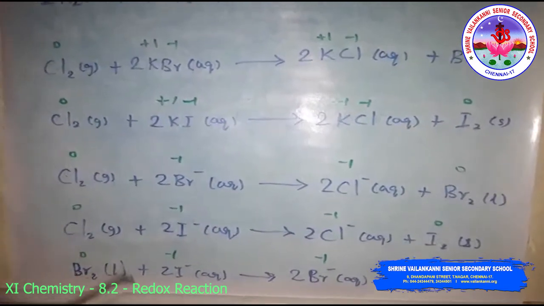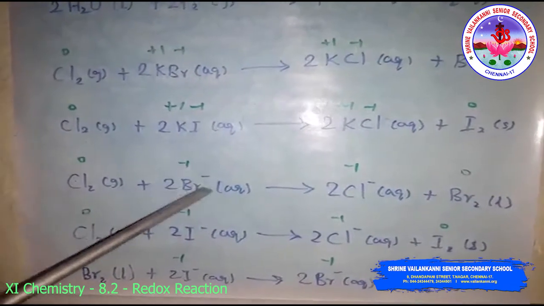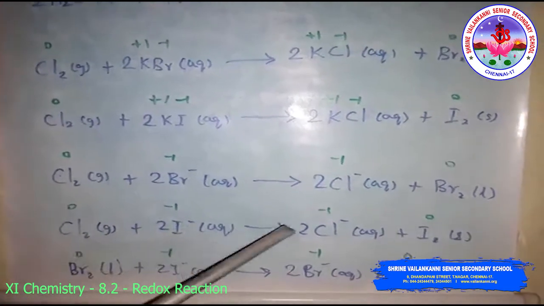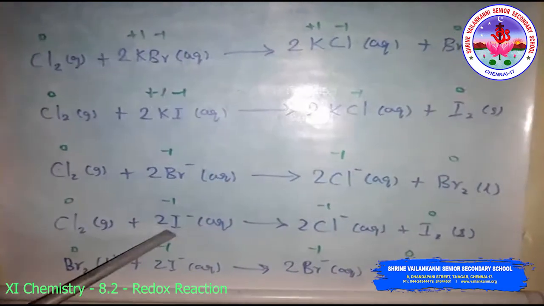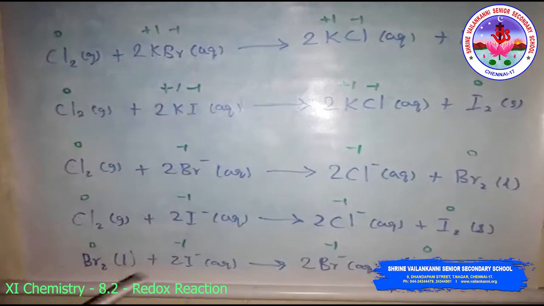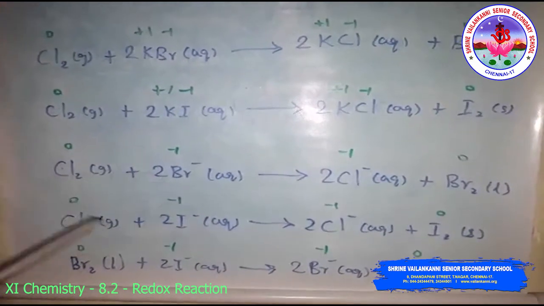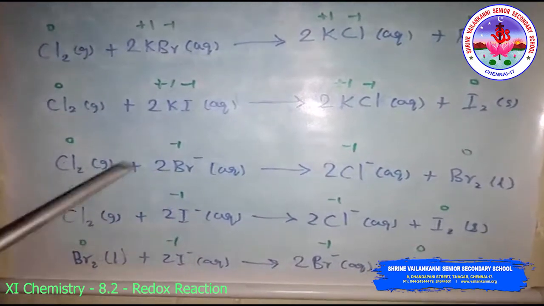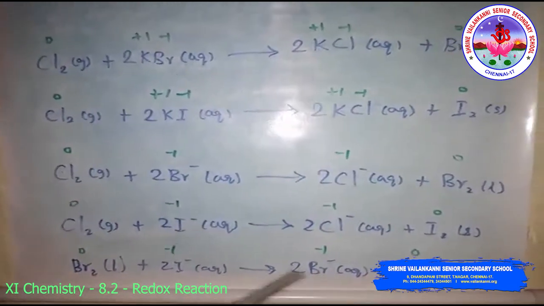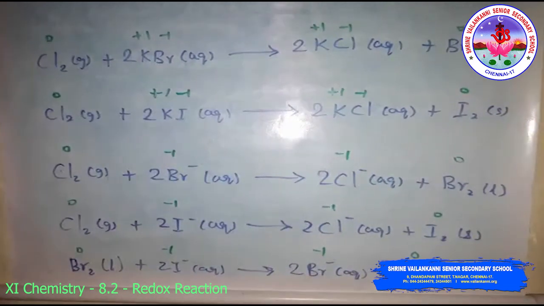These two reactions form the basis of identifying bromide ion and iodide ion in the laboratory; the test is popularly known as the layer test. It may not be out of place to mention here that bromine likewise can displace the iodide ion in solution. See, bromine with iodide ion gives bromide ion and iodine.